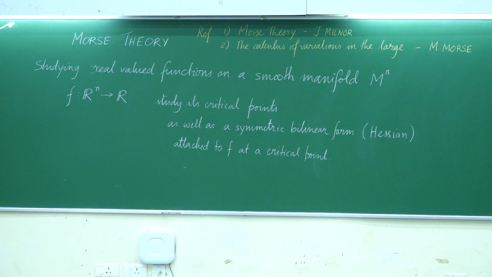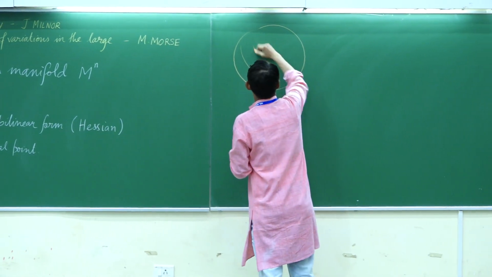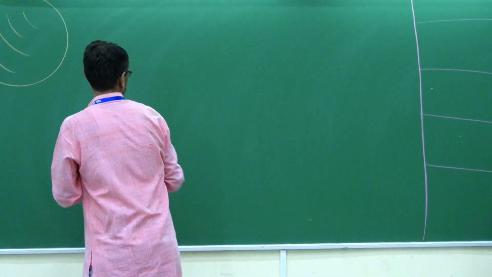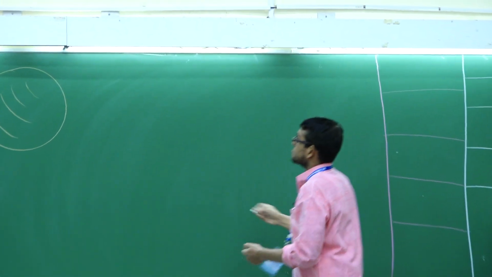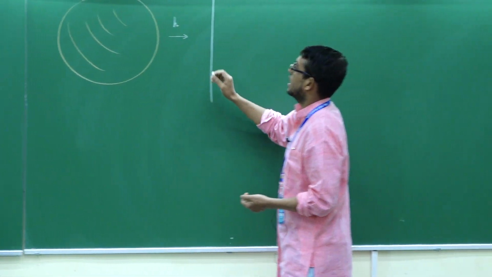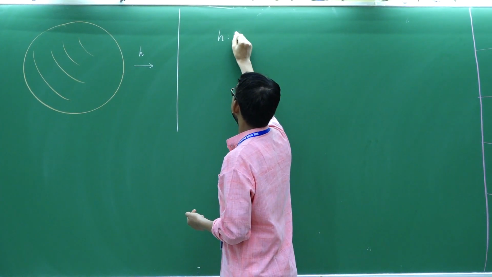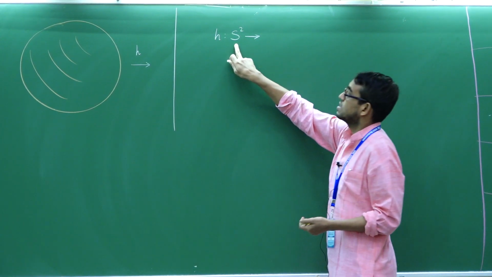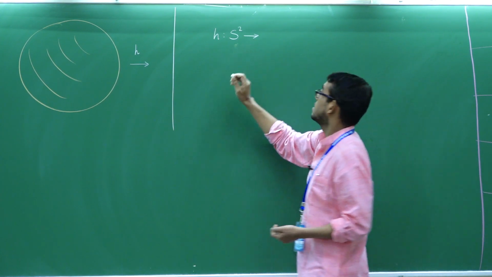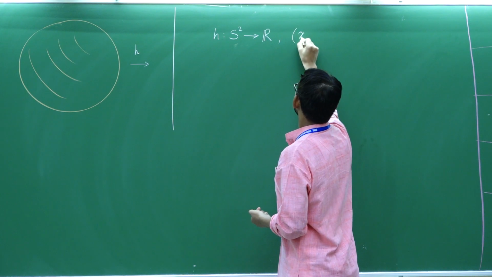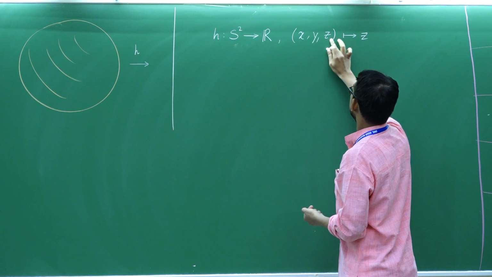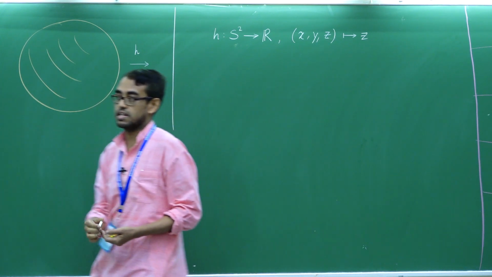So let's take a sphere. We have the height function, right? Call it h. So when I say this is the height function, what is my understanding? My understanding is that h is a function defined on S2, which is the unit sphere in R3. So this is (x, y, z) with x squared plus y squared plus z squared equal to 1. This maps to R, right? What is the map? Well, the map is, as the name suggests, the height.